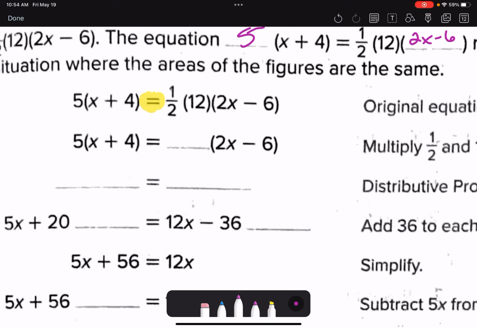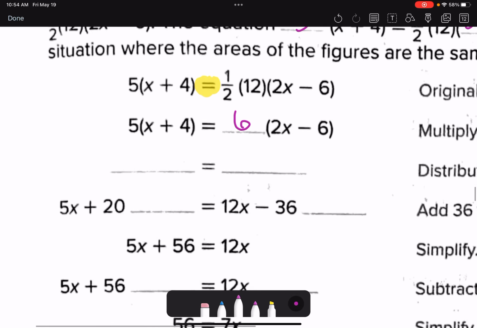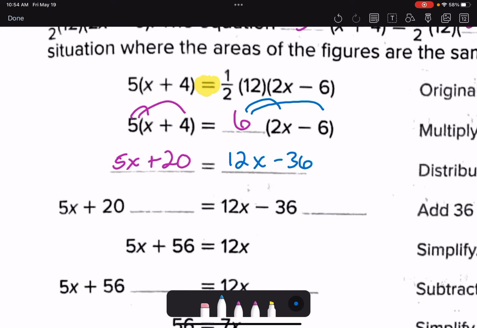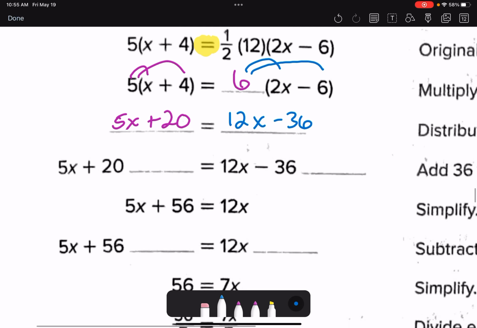And 1/2 times 12, I always tell students 1/2 is super easy because it's just half. What's half of 12? 6. So that means 6 goes here. And now they're exactly the same, but let's go ahead and follow our steps. The first thing we need to do is handle these distributions, okay? So for this one here, let's distribute on the left. We have 5 times x, which is 5x, and 5 times 4, which is positive 20. On the right side here, I have 6 times 2x, which is 12x, and then 6 times negative 6, which is negative 36.